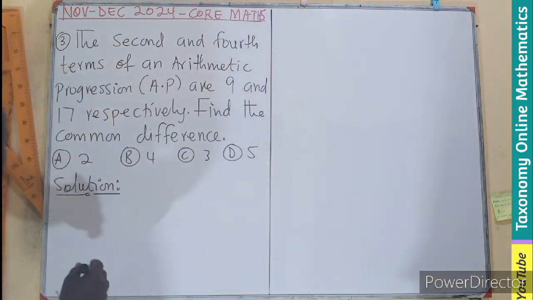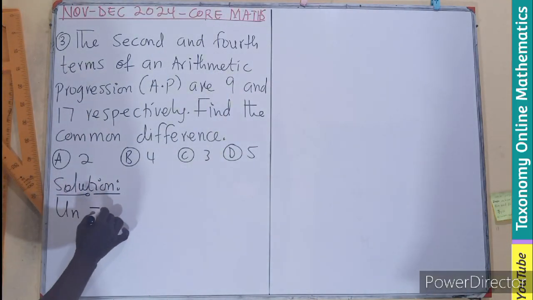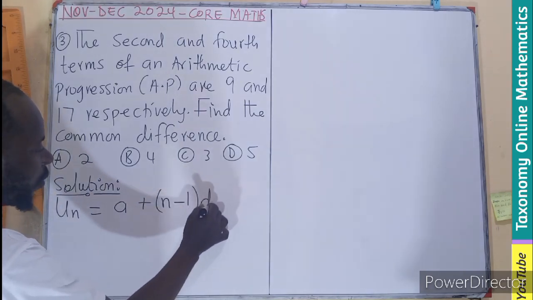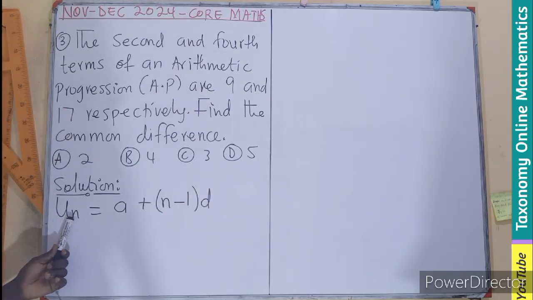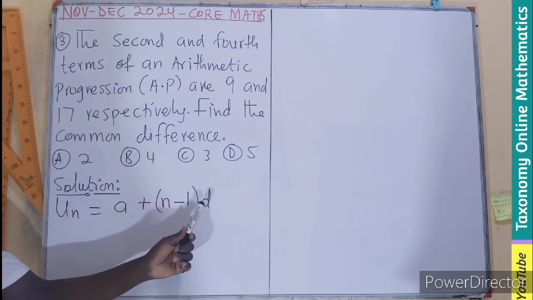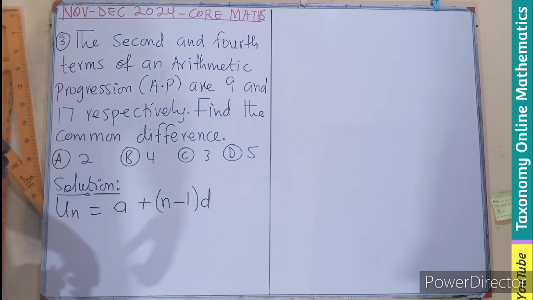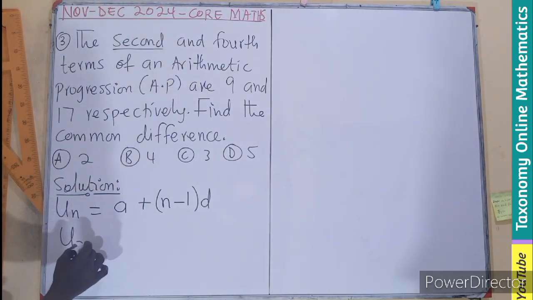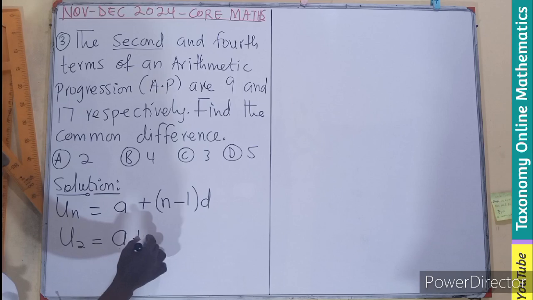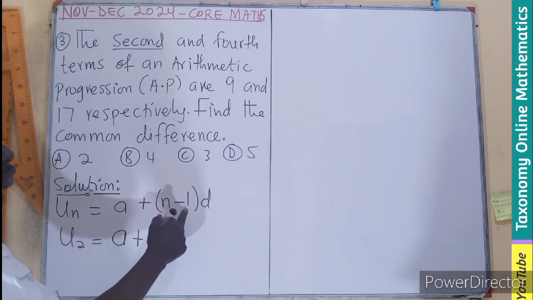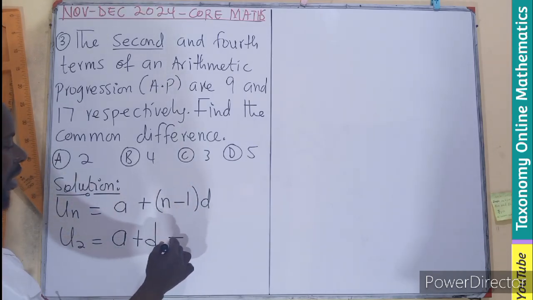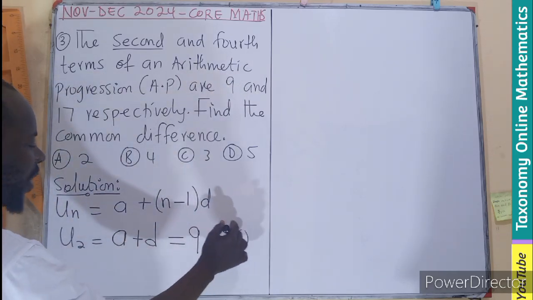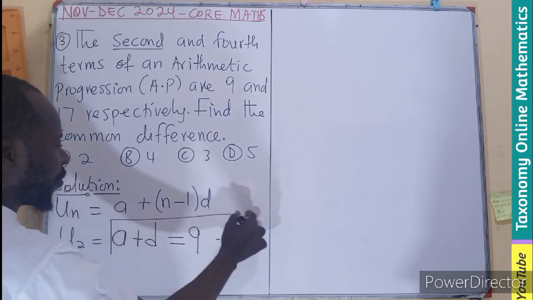First of all, we have to recall that the nth term of any arithmetic progression is given by this formula, where n stands for the number of terms, a the first term, and d stands for the common difference. So if I'm looking for the second term, n becomes 2, equals a plus (2 minus 1), that will be 1, 1 times d will be d, and that is purported to be 9. So that will give us the first equation.